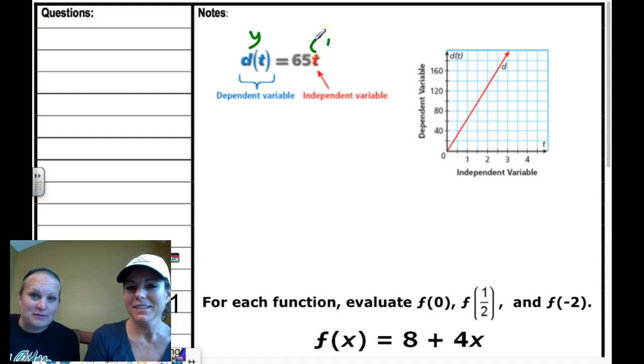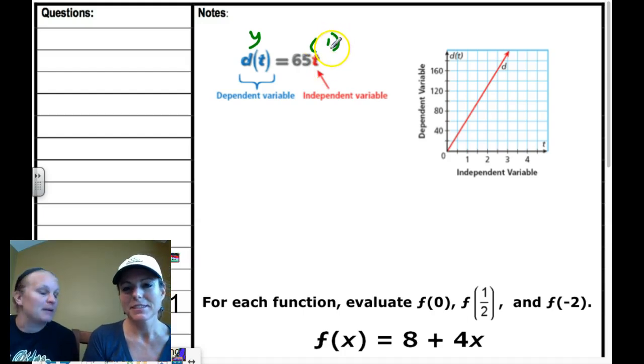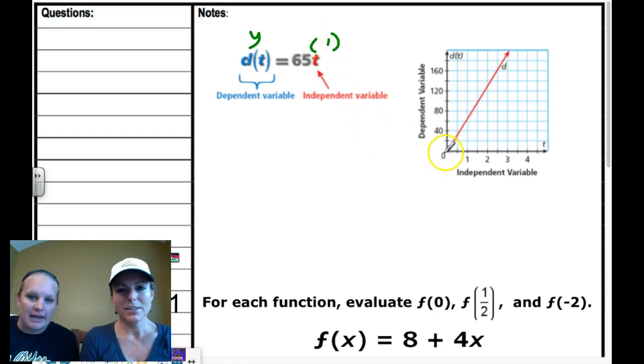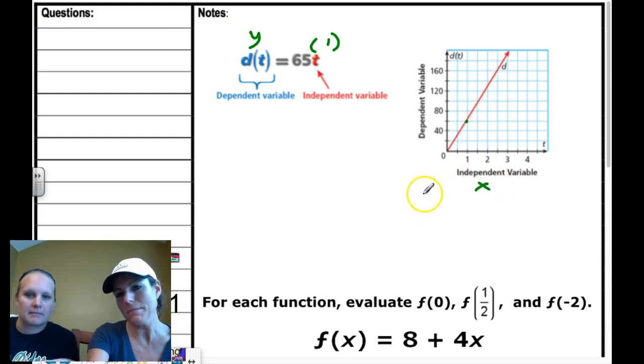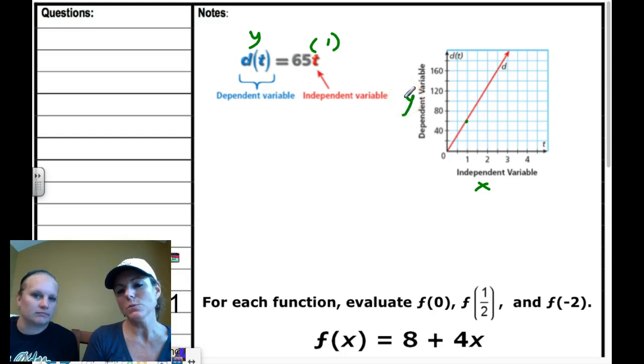If I plugged in 1, that's my independent variable because that's what I'm plugging in. Then it would depend on what I plugged in to get my answer. Plugged in 1, it would be 65. So on the graph here, we could write independent, it's like x, or in this case they're using t, but it doesn't matter. Your dependent is y.